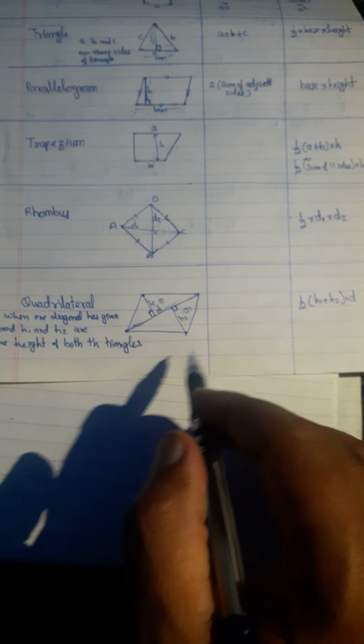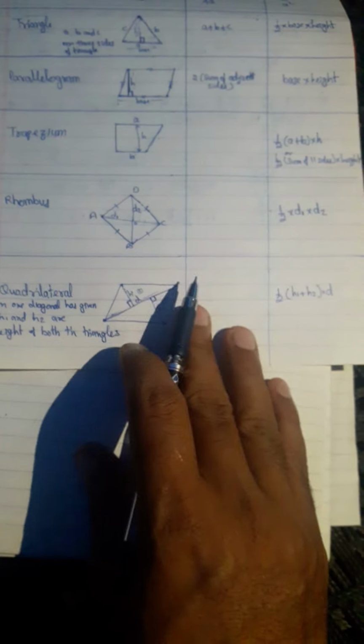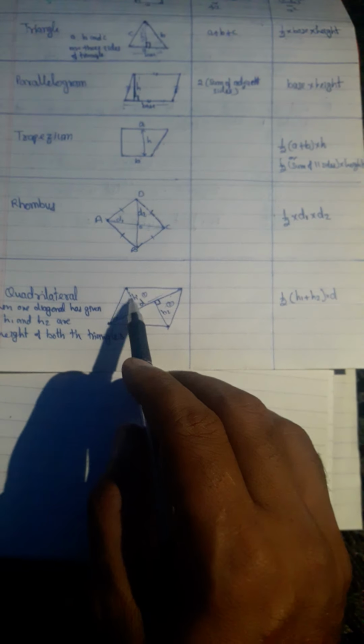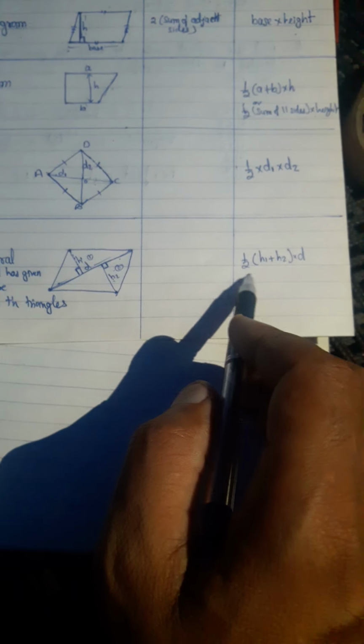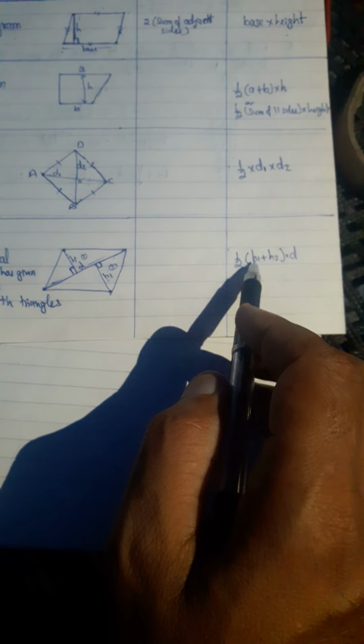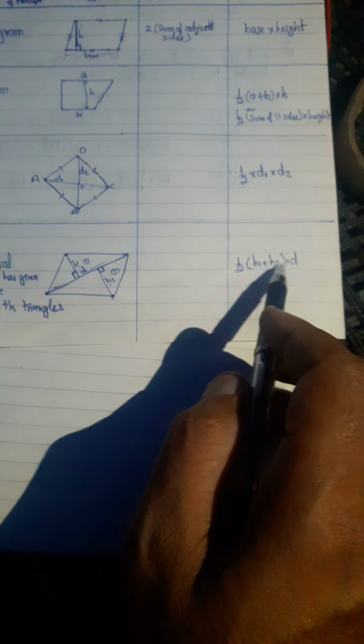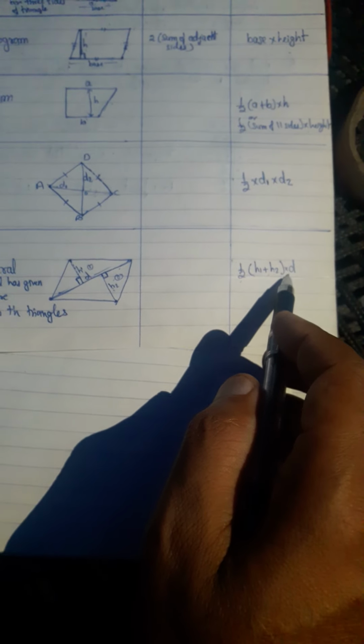So in this case, if we find the area of this quadrilateral, whenever one diagonal and 2 heights are given, the area of this type of quadrilateral is 1/2 (height 1 plus height 2) multiplied by the length of the diagonal.